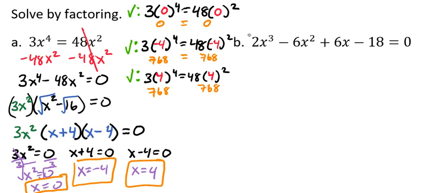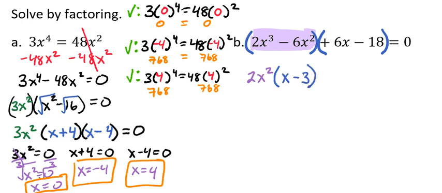So what that means is that we are going to group our pieces. And we're going to take a look, and we want to know, in this first piece, what do those have in common? And we see that they each have a 2x squared that they have in common. So that's going to leave us then with an x minus 3. And then we want to take a look over here and ask, what do those have in common? And those each have a positive 6 in common.